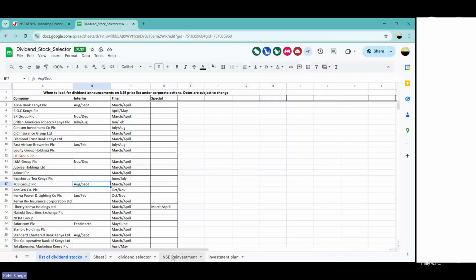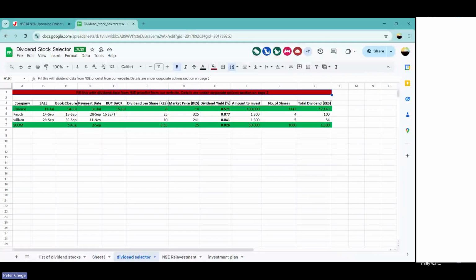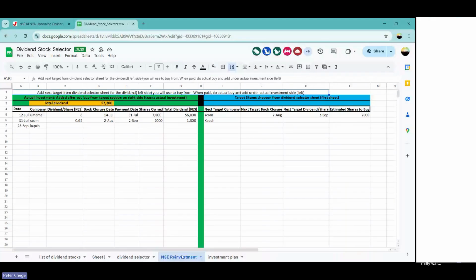This is the one now I used to tell you. You pick the data from NSE price list and feed it here. You don't need to do this. Ignore that. We go to the investment. This is the sheet now I want us to feed in details.